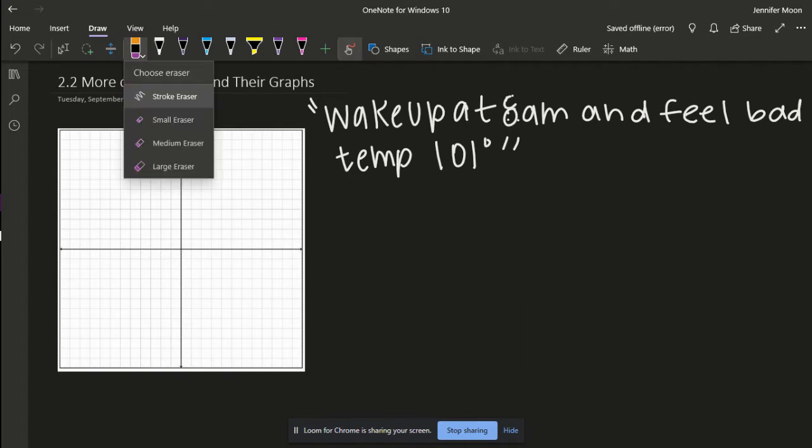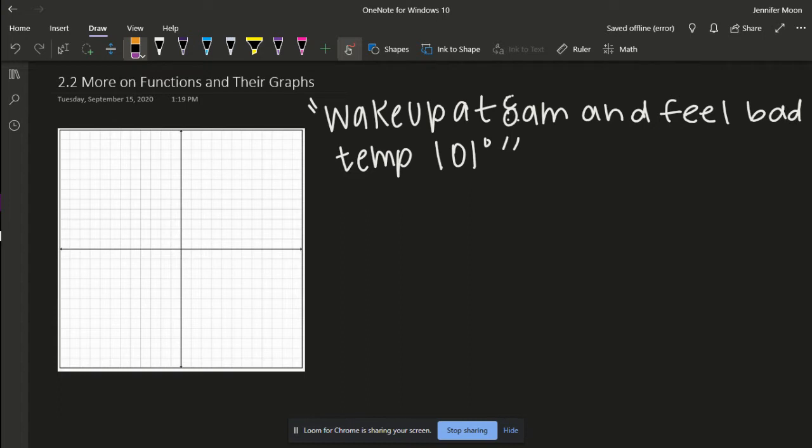After about 2 hours, my temperature goes down. So from 8 a.m. to 10 a.m., my temperature is dropping. And then from 10 to 12, it starts to rise again. And then from 12 on, it just remains a constant 101 degrees. So I've got to go and see the doctor and figure out what's going on. Okay, so everything I just told you is something that we can actually show using a graph.